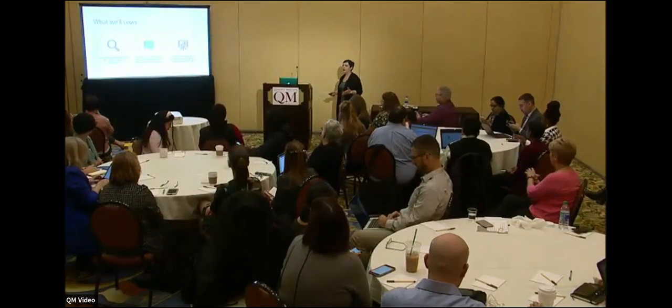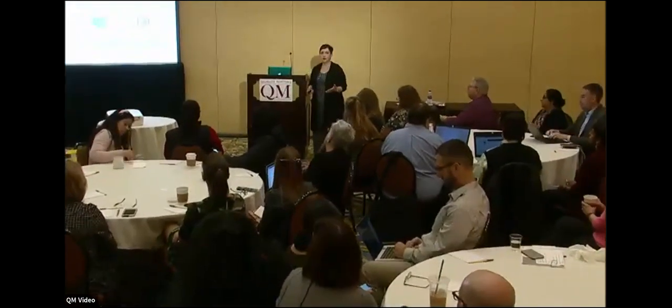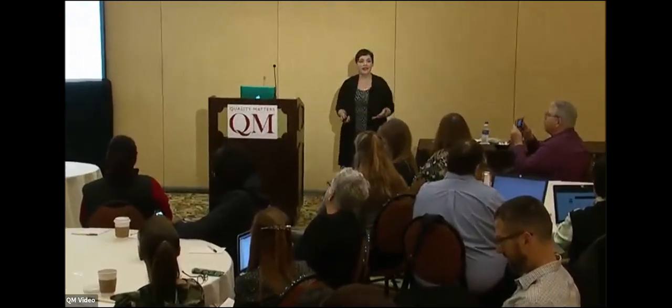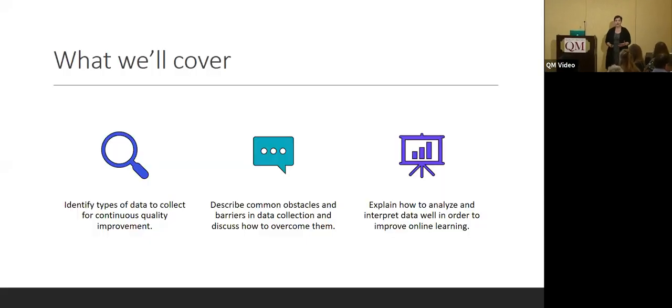And here's what we're going to talk about. We're going to identify different types of data to collect for continuous quality improvement, and then also common obstacles maybe to getting the data that we want, or maybe barriers even to that interpretation. And throughout that, we're going to talk about interpreting data and then how to use it to improve our online learning. Okay?